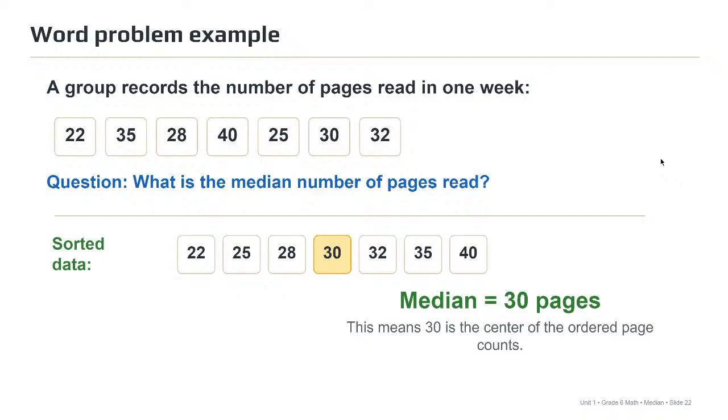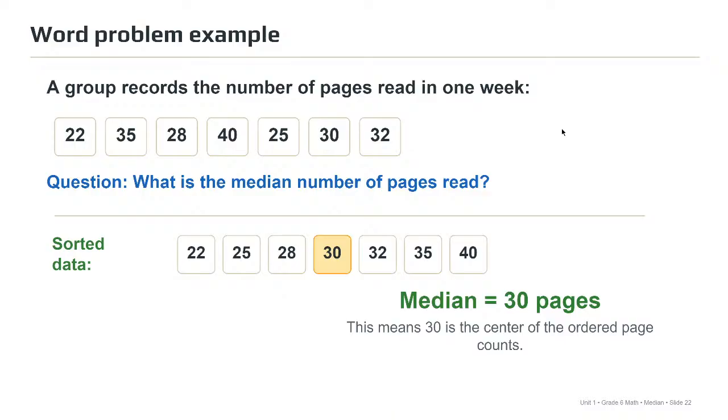Word problem example. These are some of the harder ones. A group records the number of pages read in one week: 22, 35, 28, 40, 25, 30, 32. So the question: what's the median number of pages read?